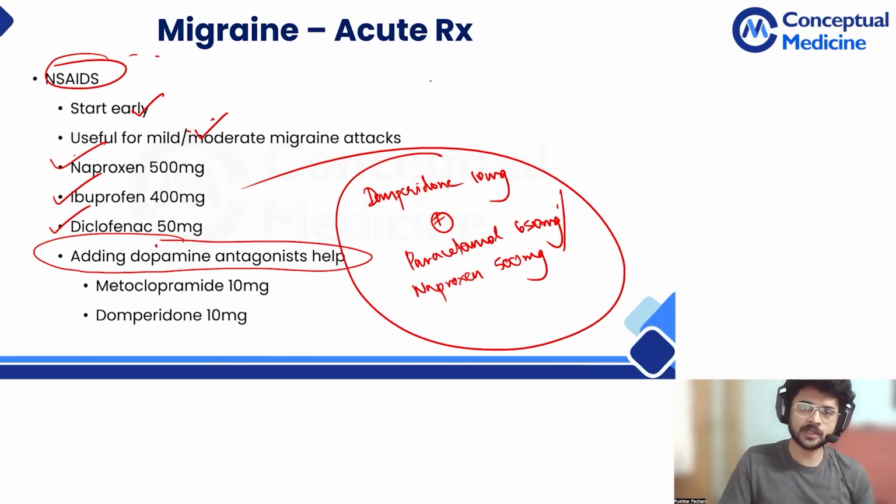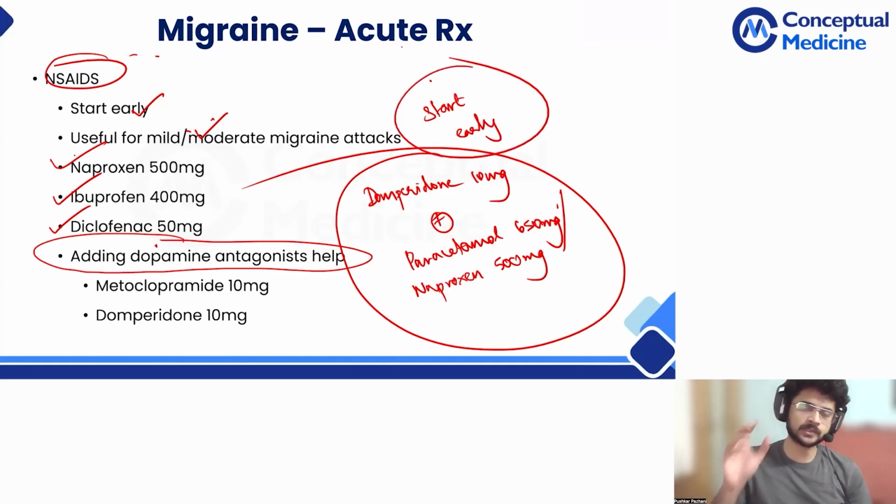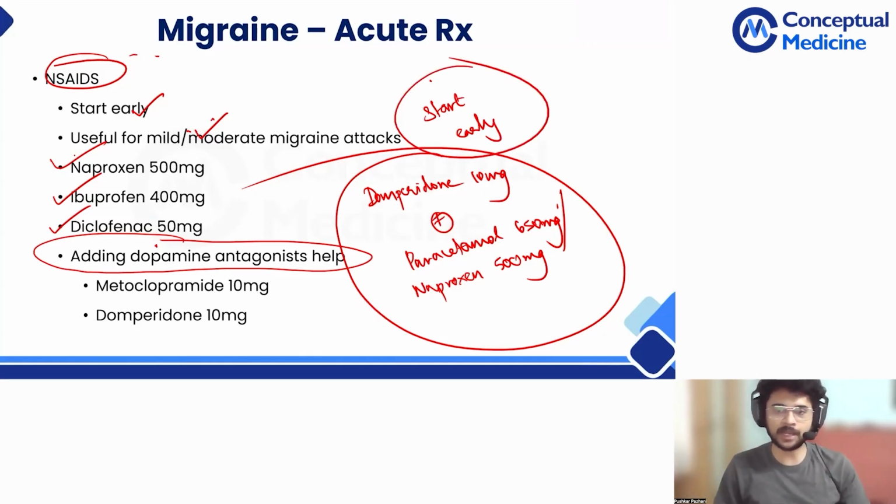And very, very important, start it early. Start it early. I'm a migrainer myself, so I always carry my domperidone and paracetamol medications along with me. Whenever I know I'm going to get a bad attack, I usually take it within 30 minutes of the headache onset. So the bottom line is adding a dopamine antagonist along with an NSAID definitely helps to reduce the headache.